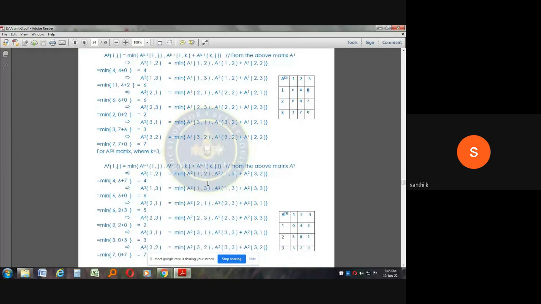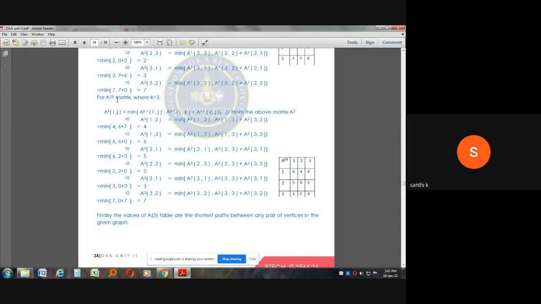Now coming to the A3 matrix. Again for k equal to 3 you have to compute. So for k equal to 3, when you calculate all these values again, you will have one value change, that is A power 3 2 comma 1 in the matrix changes. A power 3 2 comma 1.